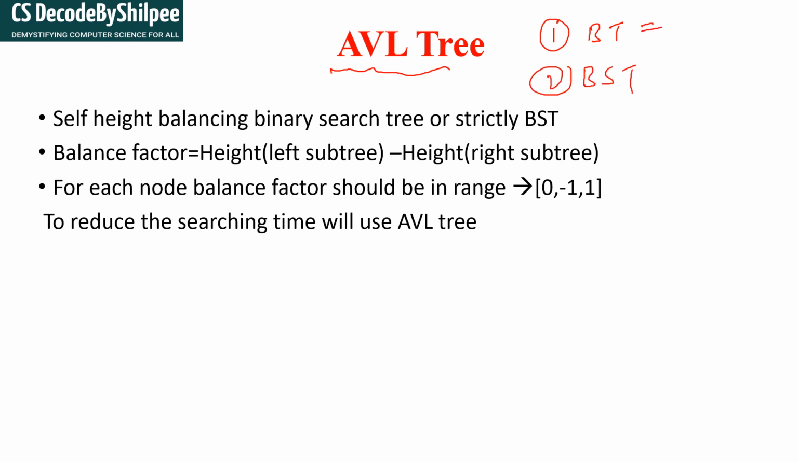A binary tree has a single property: a node has at most two children, meaning 0 children, 1 child, or 2 children. So this is called a binary tree.